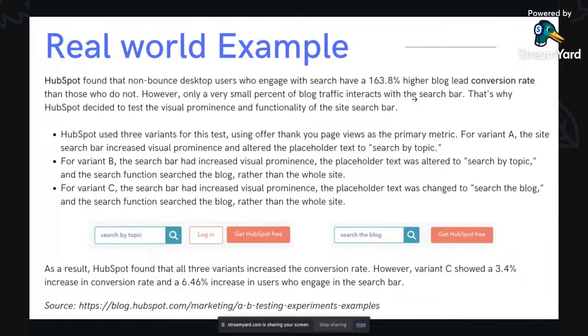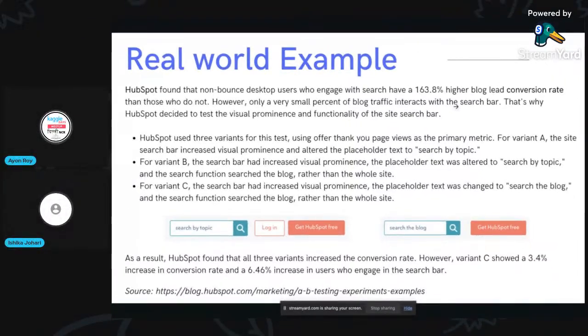What I'm guessing the metric for them could have been is the engagement with the search bar along with the conversion rate. Either of these could have been the primary or the supplementary metrics.